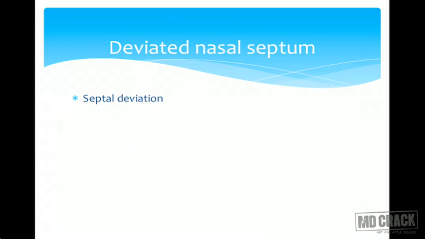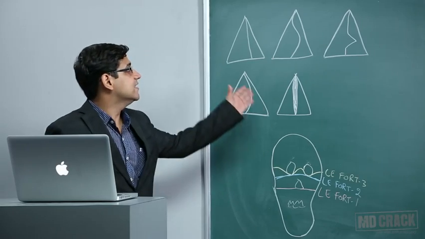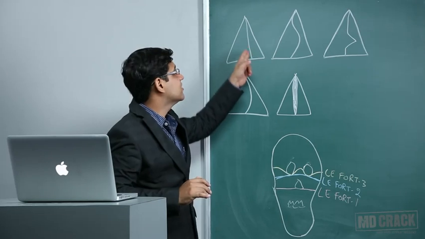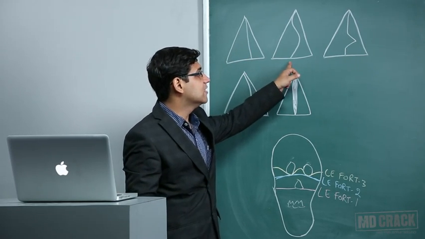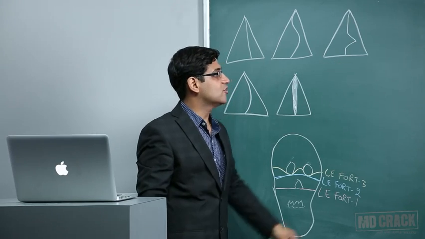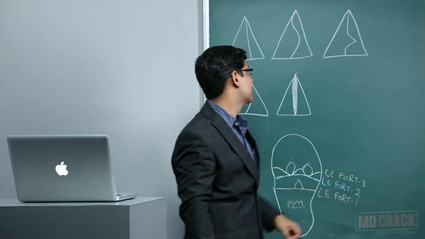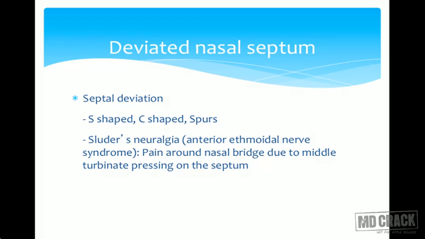Next we move on to another disease, which is the deviated nasal septum. As we can see in this diagram, the deviation can be of various types. It can be a straight deviation, which is known as crooked nose. This is S-shaped deviation. This is a septal spur, in which only a particular part has a pointed projection. This is C-shaped deviation, and this one is a thickened septum. So these are various types of septal deviations.